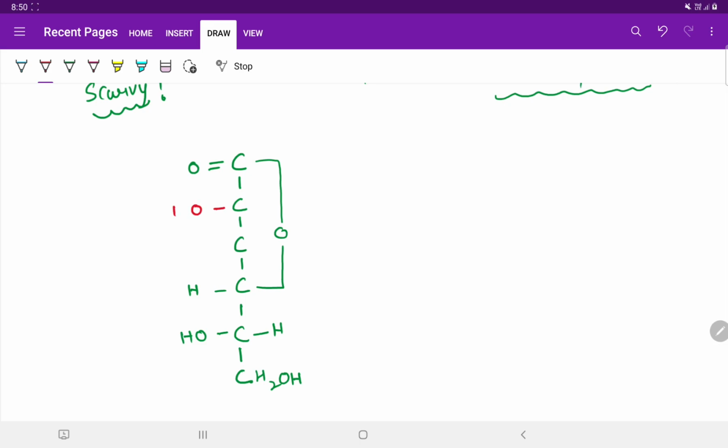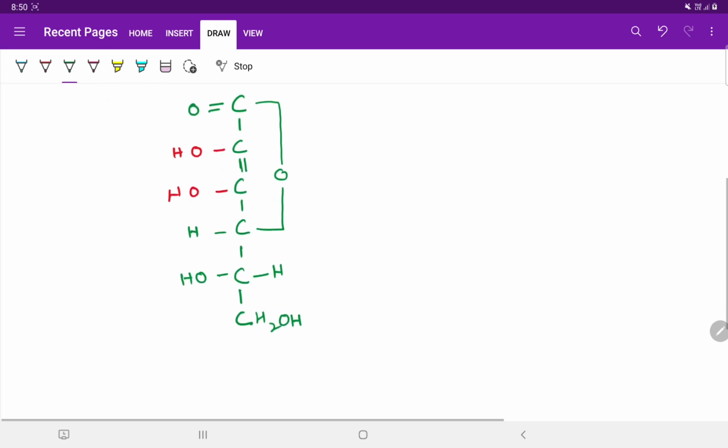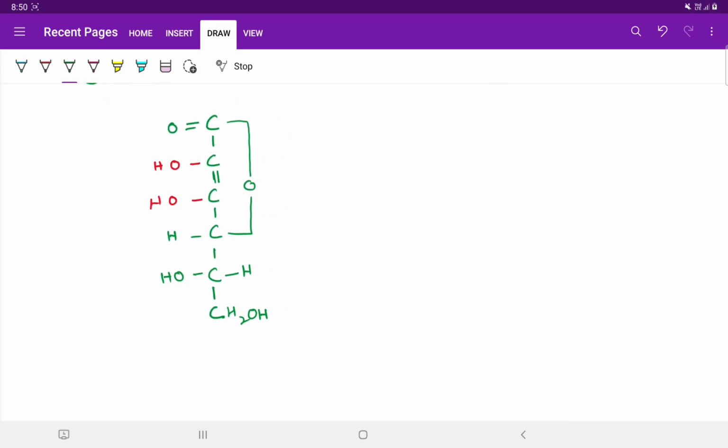So students, remember that this is the structure for vitamin C, also known as L-ascorbic acid in its reduced form. So students, this reduced form is the active form of vitamin C, whereas the D-ascorbic acid is an inactive form. So it is a strong reducing agent.